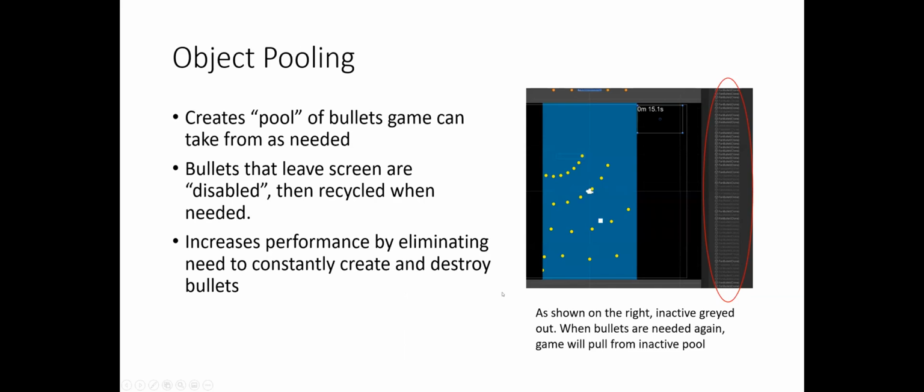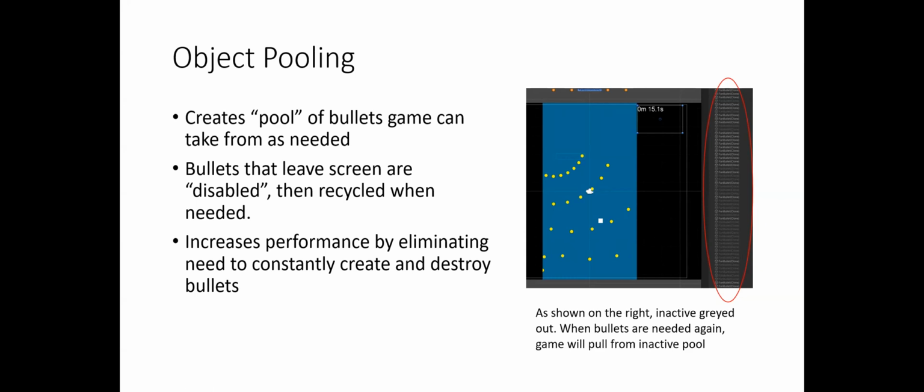Object pooling is something I added into the game. Since this is a type of game that has so many bullets, constantly creating and destroying these bullets can take up a lot of processing power. So what object pooling does is, when the bullet leaves the screen, instead of destroying it, it just disables it, basically making it invisible or not in use.